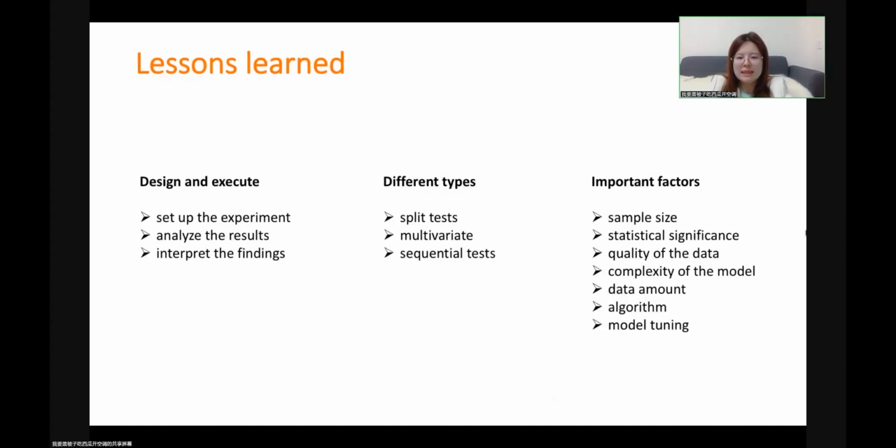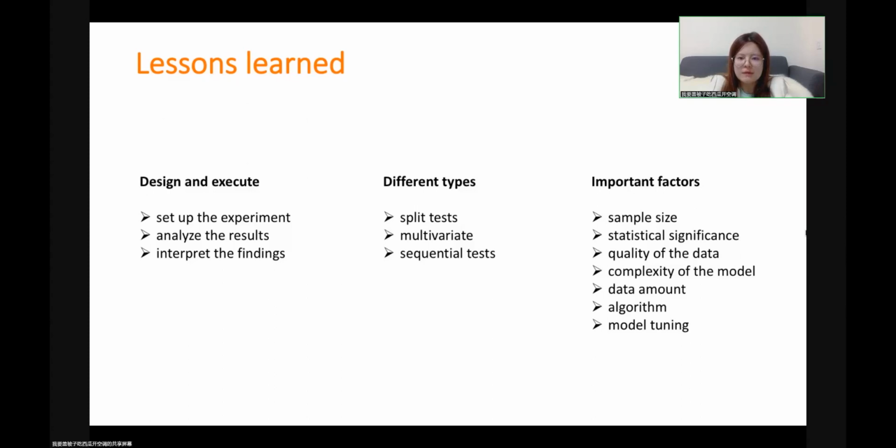So, what are the lessons we learned from our simulation? Through playing the simulation with classmates under the guidance of Professor Gunn, we have a better understanding of key points relevant to A/B testing. First, we know how to design and execute an A/B testing, including how to set up the experiment, analyze the results, and interpret the findings.